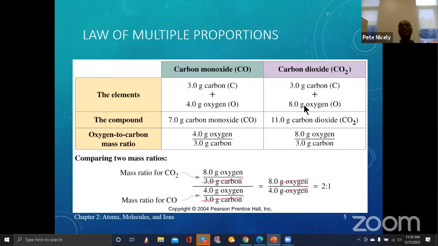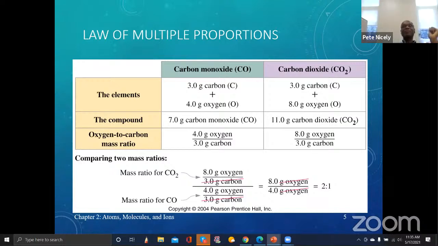So if you look at the ratio of oxygen to carbon, you see that it breaks down to 2 to 1, all right? And that is true for any two or more compounds which are made up of the same elements, but the composition will be different. What you'll find is that if you keep the mass of one of the elements fixed and you compare the masses of the other element, the ratio of the masses of the other element would be a whole number ratio. In this case, it's 2 to 1. In other cases, it may be 3 to 1, 3 to 4, whatever, all right? So that's basically what the law of multiple proportions is all about.